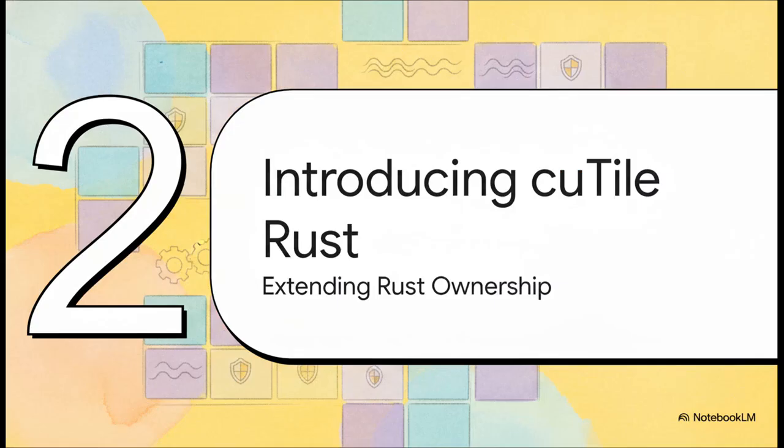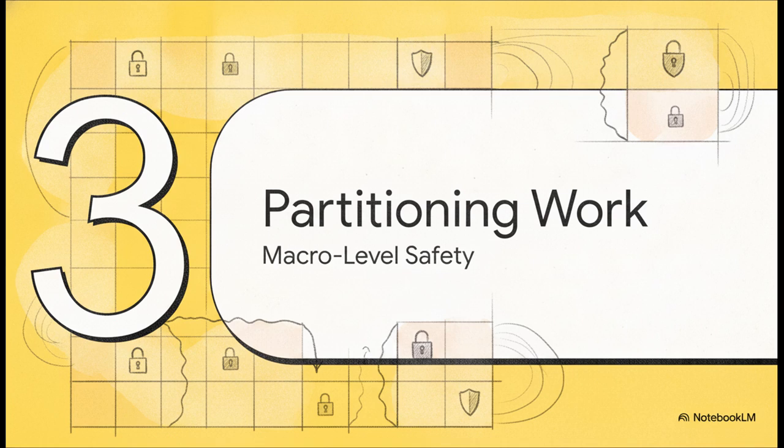That brings us to part 2. Introducing Qtile Rust, which is all about extending Rust's ownership directly to GPUs. This is a newly engineered programming model built specifically to bridge that sketchy host-device boundary. It elevates the programming model to a tile-level abstraction. So instead of micromanaging every single thread, you write sequential code over multidimensional tiles. The compiler takes over, maps those tile operations to thread blocks, and totally handles the complex shared memory behind the scenes.